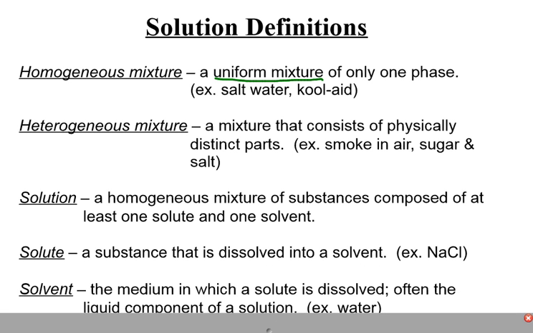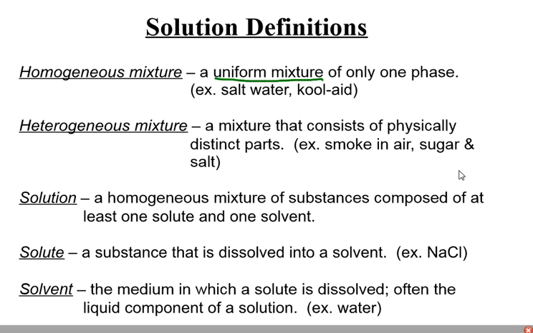All right, and then we've got three more definitions here. A solution is a homogeneous mixture of substances that are composed of at least one solute and one solvent. The solute is the substance that is dissolved into a solvent, and the solvent is the medium in which a solute is dissolved. It's often the liquid component of a solution, but it doesn't always have to be. The most common one we use is water. So those are your definitions. If you need to pause the video to finish copying these down, you can do so now because I'm going to go on to the next topic.